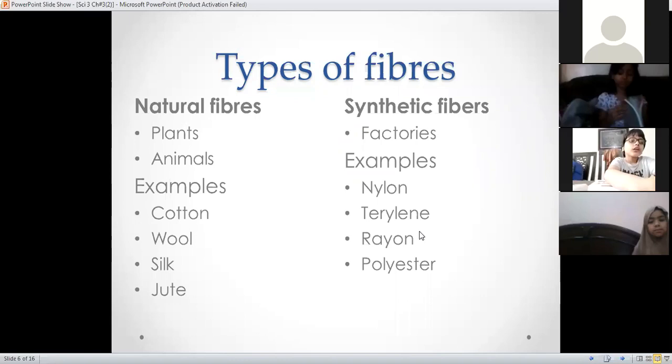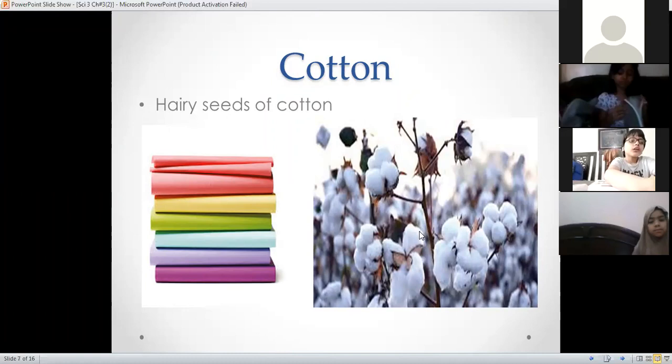They take too much time to dry, while synthetic fiber clothes dry very quickly. So here is a major difference between these two as well. Next, moving forward to our first type, it's the natural fiber cotton.